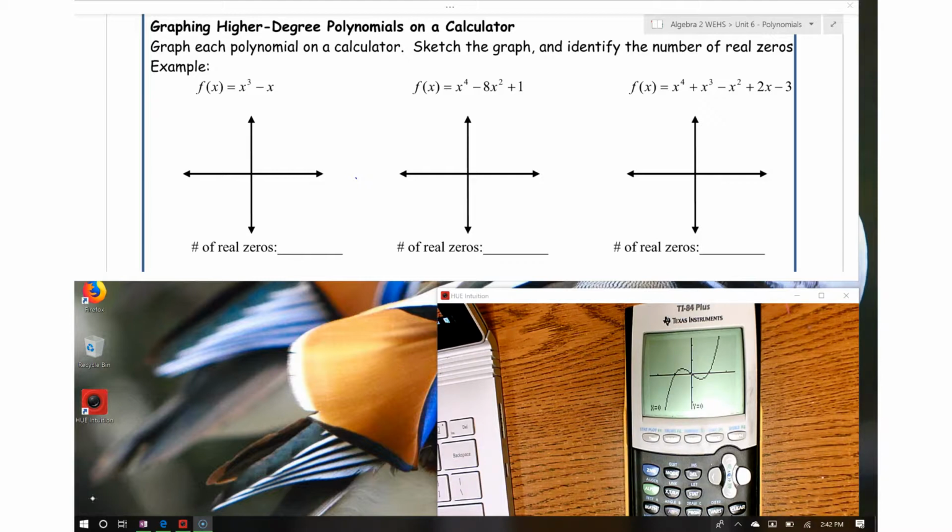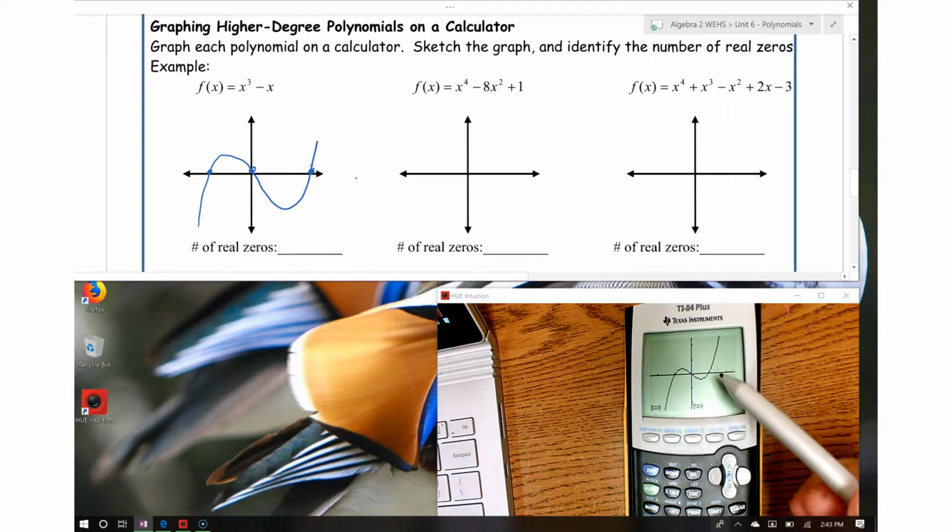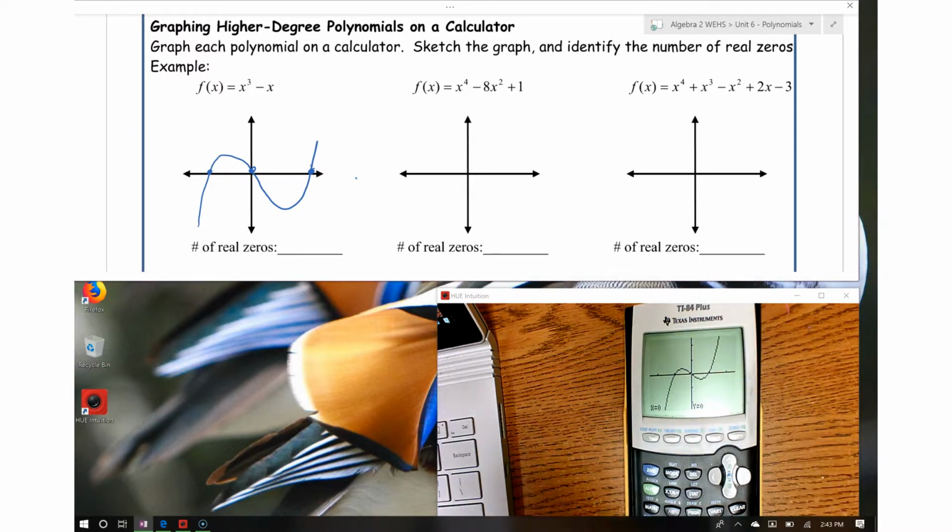So what I'm going to do, and what I expect you to do in your homework, is just do a sketch, and it's going to look something like this. It doesn't have to be accurate. And in this case, you have 1, 2, 3 intersections. We can see the 3 intersections here, and those are called our real zeros. We're going to have 3 real zeros.